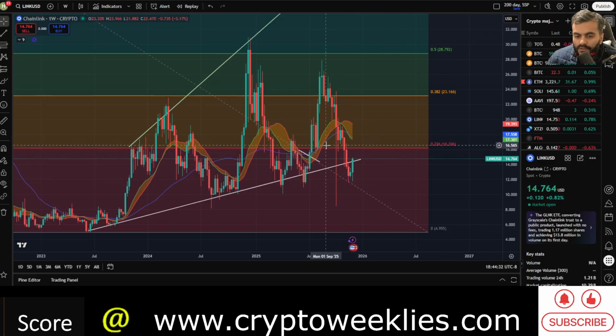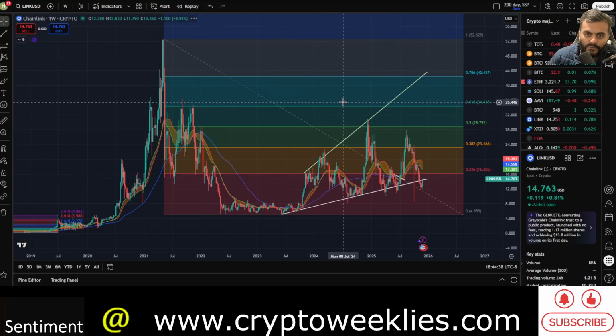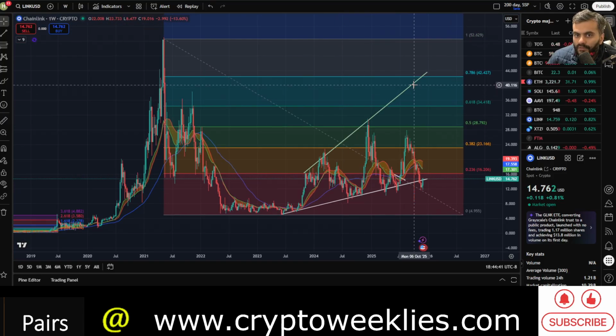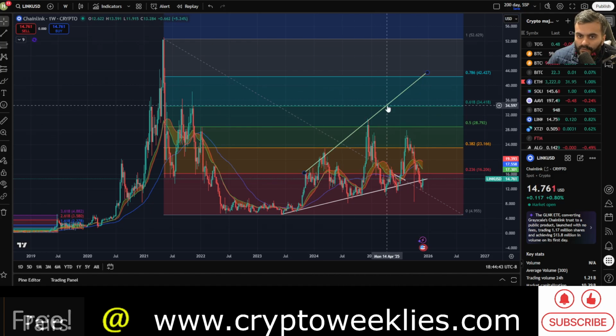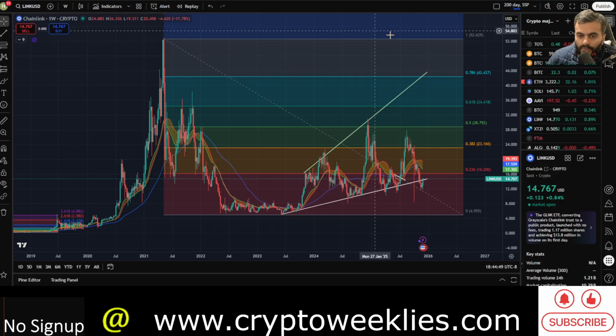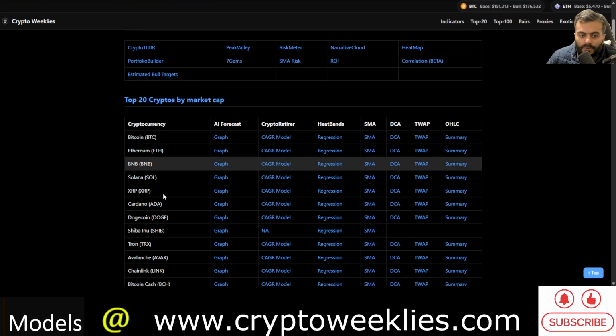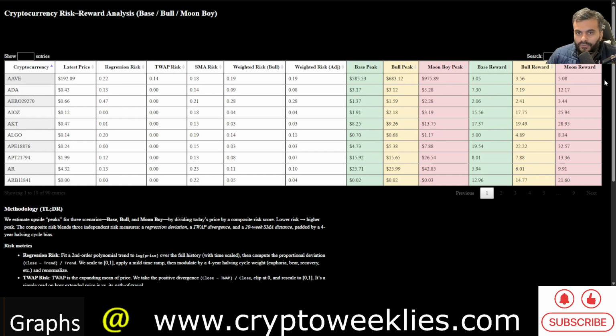Not financial advice. The 20-week simple moving average and the 50-week simple moving average range between $17 and $19 for Link. The top of the channel is this ascending green line. The top of this channel is at around $42. That's the 0.786 Fib level.